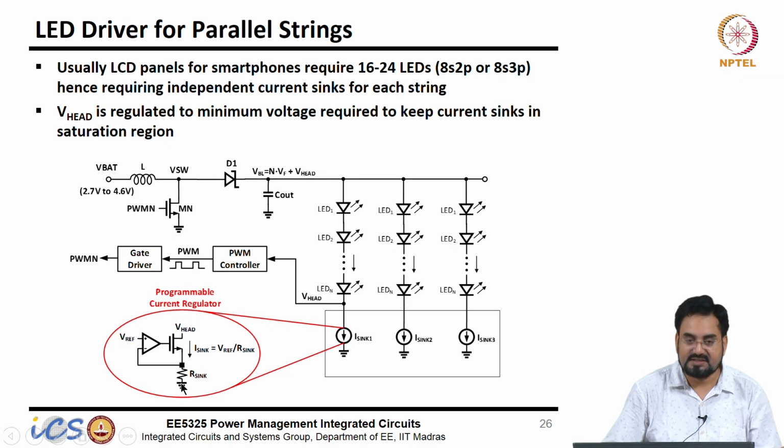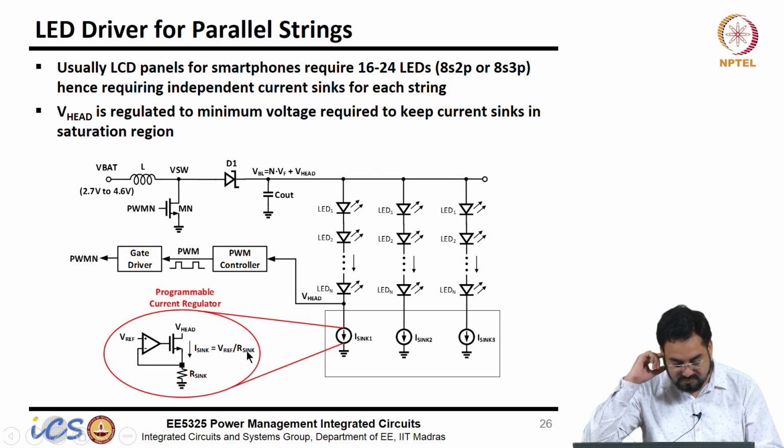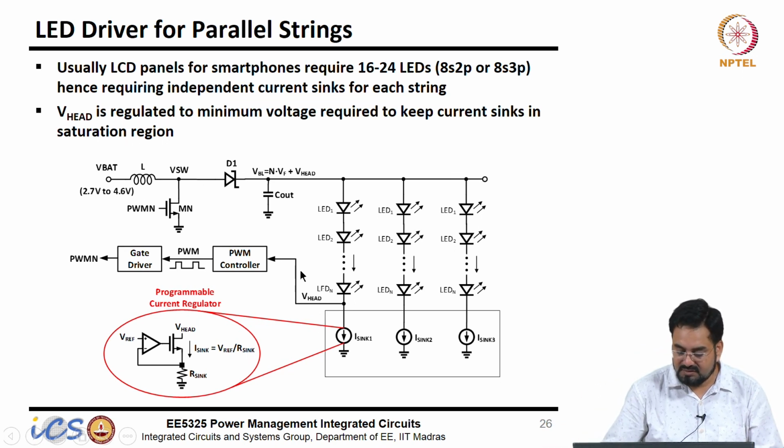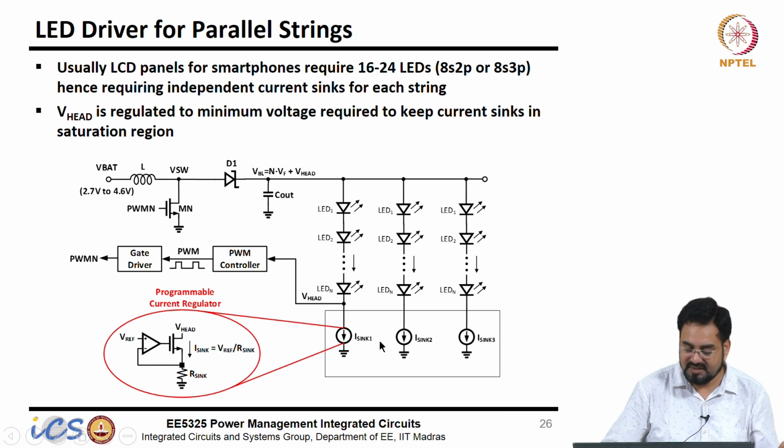Now we have an on-chip R sink, let us say this is Vref. The current flowing in this MOSFET will be Vref by R sink, and this V head is nothing but this voltage. So I sink is nothing but Vref by R sink. Now all these have local current regulators. This will ensure, as long as we have good matching, we know Vref is common, the only different component is this R sink. So as long as this R sink remains constant across these different strings, your current will be the same in all 3 strings.